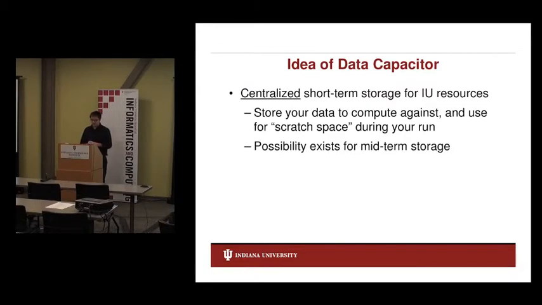And it's centralized for IU resources. So you can store your data on the data capacitor, you can compute against it on the compute resources, use the same space as scratch space because it's really fast, and we intend it for short-term storage. So we think about 2 weeks, a month before you need to find another home for your data. There is a possibility for longer-term storage, which we call project space. So if you need to use the same data set a lot, but move the results off, that could be accommodated.